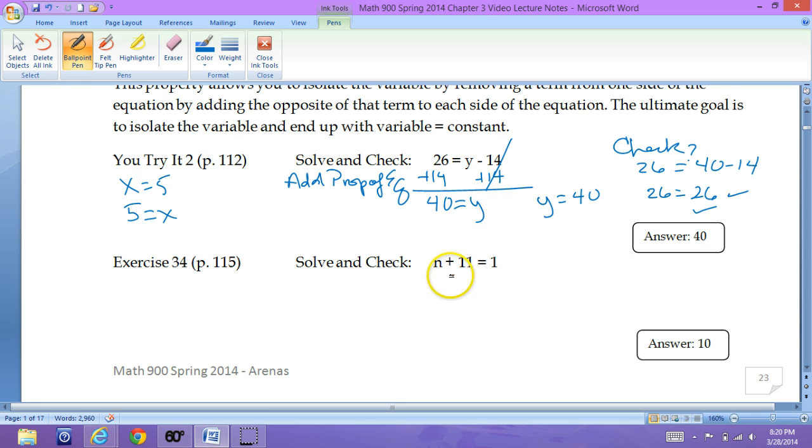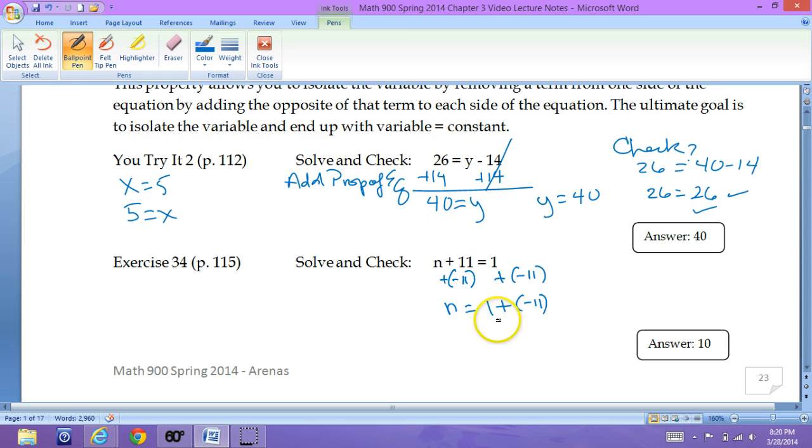So we're going to subtract. We're adding the opposite. We do the shorthand and we call it subtraction. What we could say is we're going to add the opposite. And we get n equals 1 plus a negative 11.